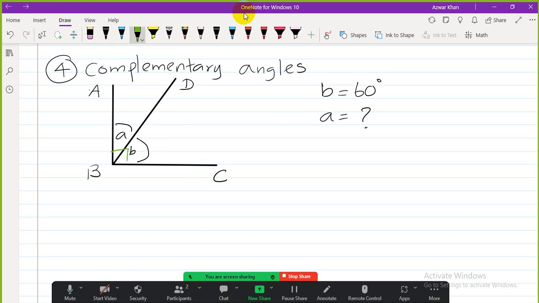60. Why do you say A is 60? Because I told you complementary means the sum adds up to how much? Complementary means the sum adds up to 90. So I can write A plus B is 90. So if B is equal to 60, what is the value of A?